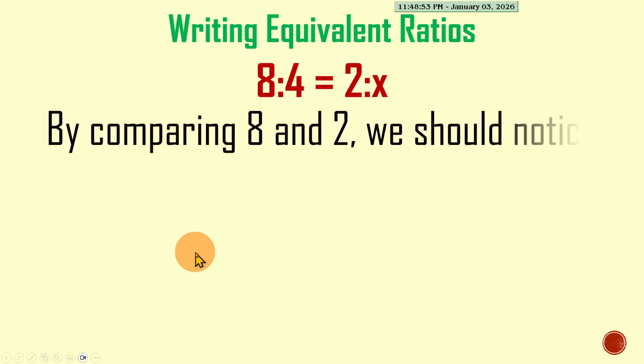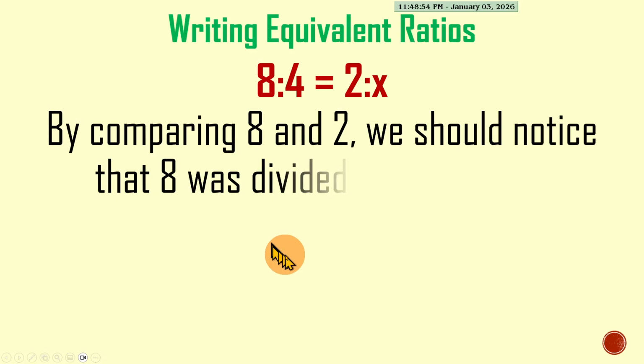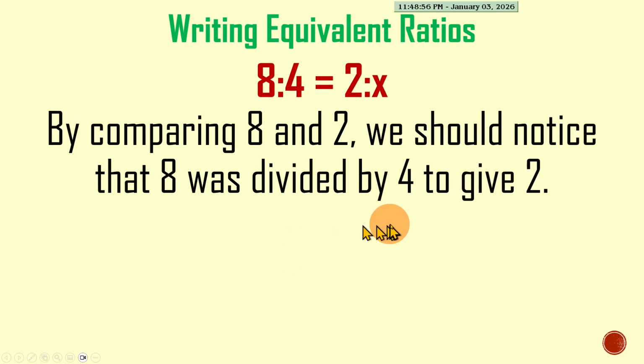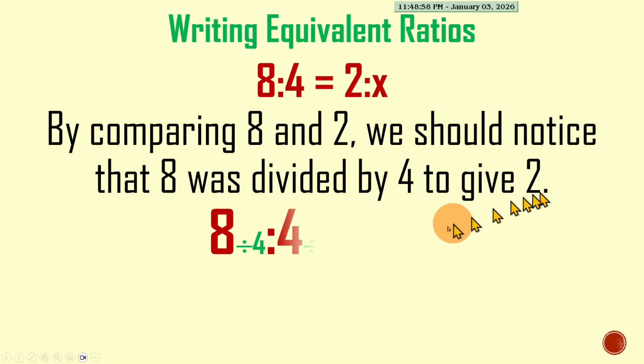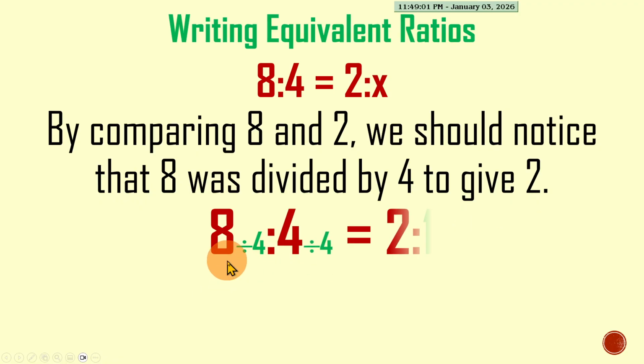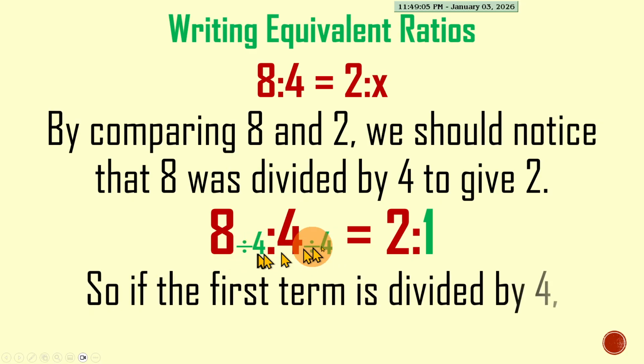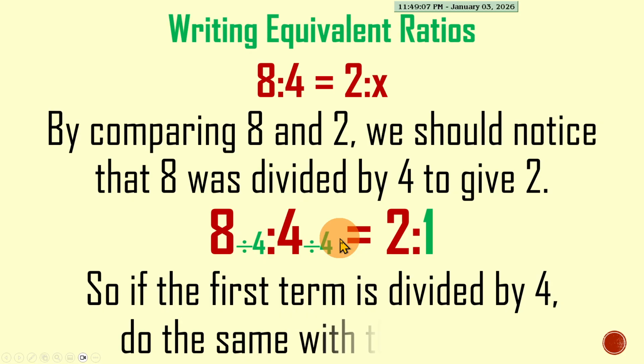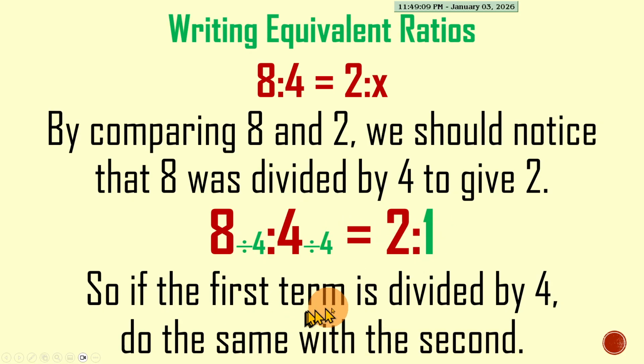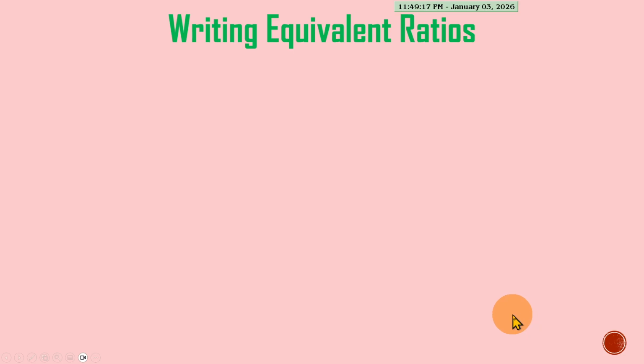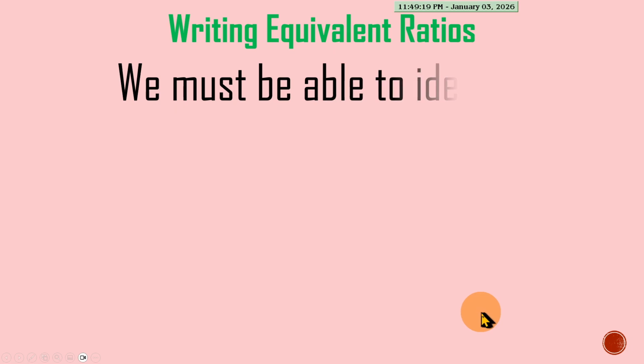By comparing 8 and 2, we will notice that 8 was divided by 4 to give us the 2. So if we divide the other one by 4, we will find the missing 1. So 8 divided by 4 gave us 2. 4 divided by 4 gave us 1. So if the first term was divided by 4, then we do the same thing with the second component.